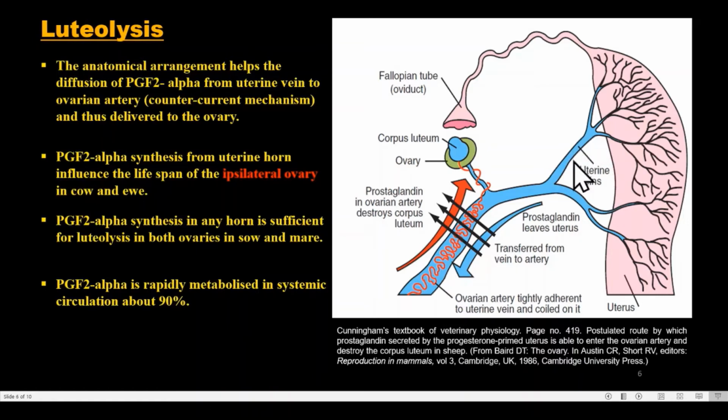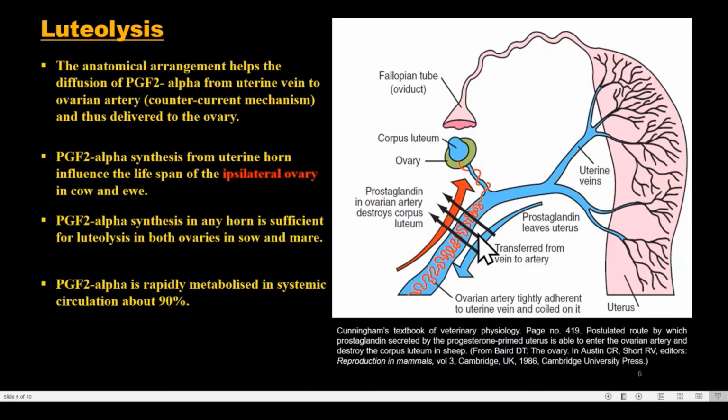And when this uterine vein moves away from the uterus, it comes in contact with the ovarian arterioles, and due to their very close wall-to-wall contact, this PGF2 alpha diffuses from the vein to the artery. The artery, taking blood to the ovary, delivers the PGF2 alpha to the ovary, and it destroys the corpus luteum in the ovary.